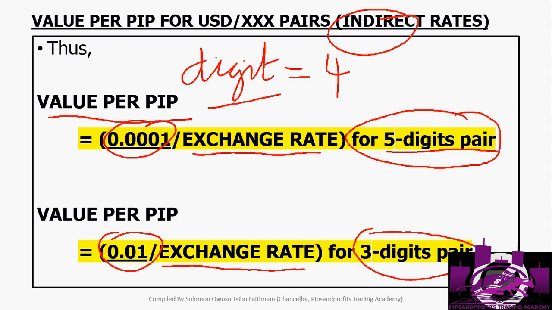Okay. So if our digit is 4, then our formula is going to be 0.001 divided by the exchange rate. Thank you very much. 0.001 divided by exchange rate. Perfect.